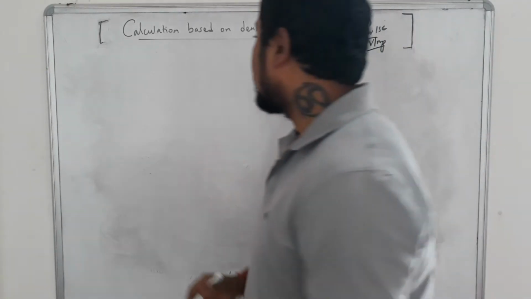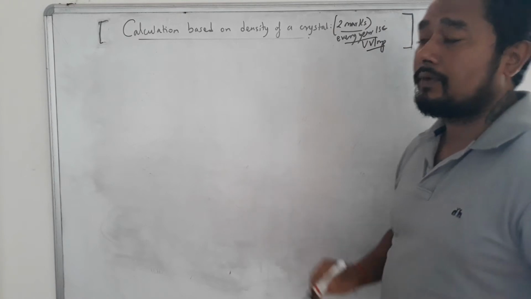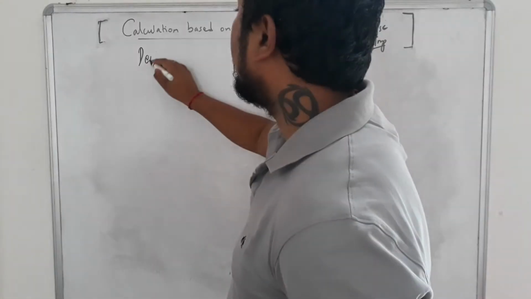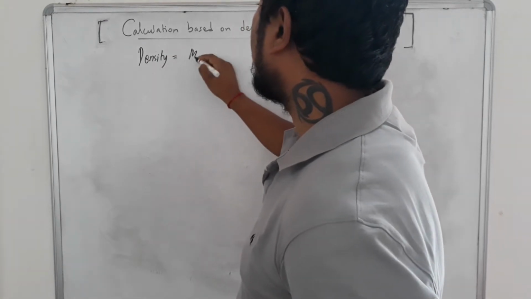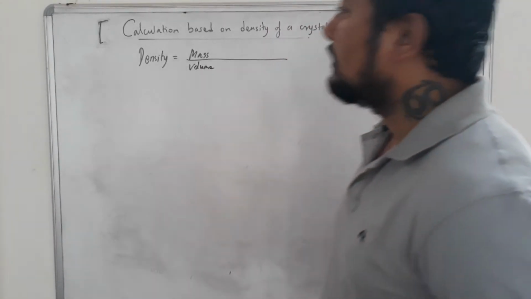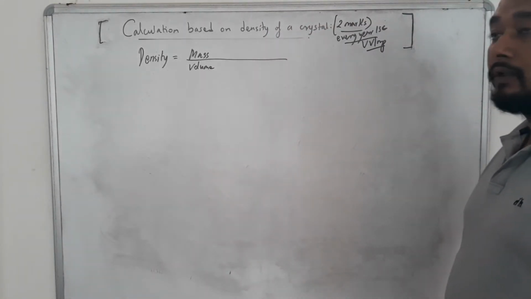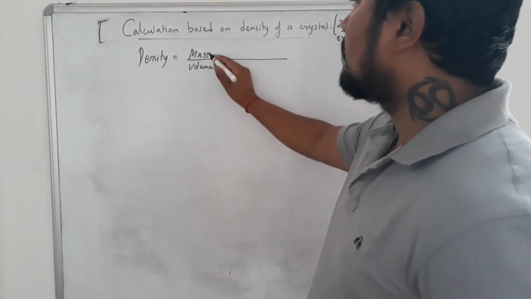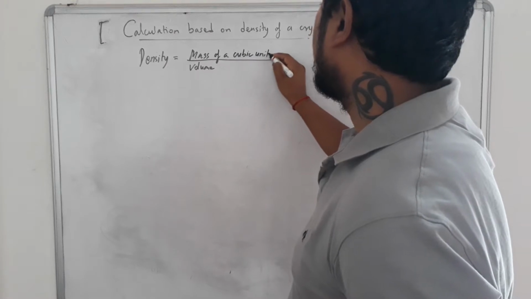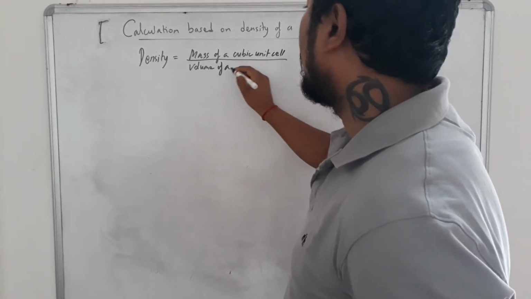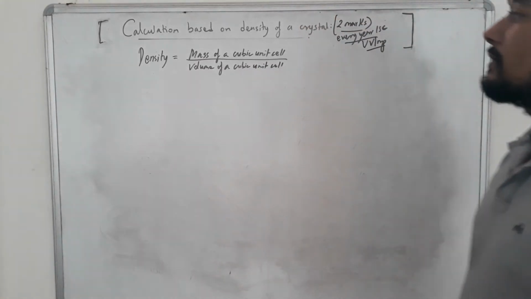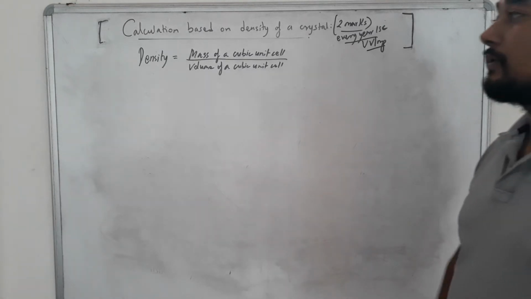Calculation based on density of crystal. But before we do the calculation, we should know the formula. So let us see that. Do remember, density means mass per unit volume. We are learning physics. Density is equal to mass per unit volume. Now whose density is this? Crystal. So here we write mass of a cubic unit cell divided by volume of a cubic unit cell. So the density formula is mass of a cubic unit cell by volume of a cubic unit cell.